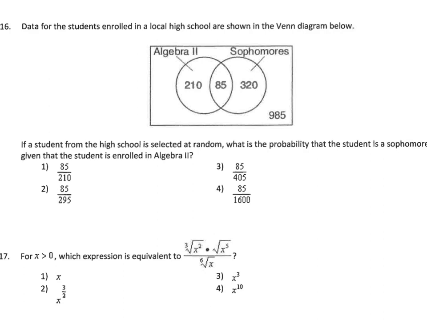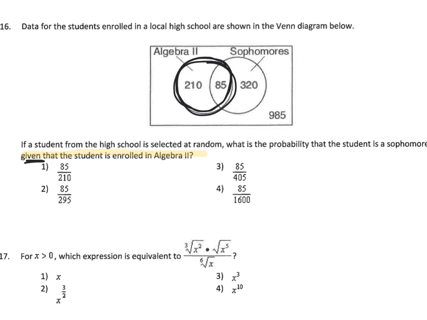All right, so number 16, I'm just going to jump down to the problem. If a student from the high school is selected at random, what is the probability that the student is a sophomore given, I'm going to highlight this, given that the student is enrolled in Algebra 2? Okay, so what we need to do is we need to look at this given category. So if we're given that they're enrolled in Algebra 2, it means we're only looking at these students right here who are in Algebra 2.